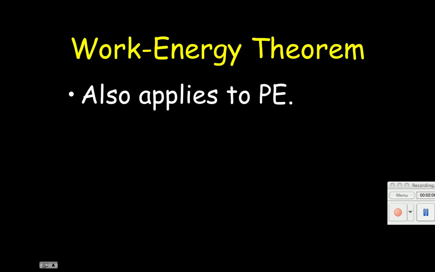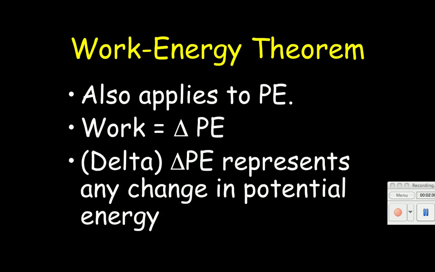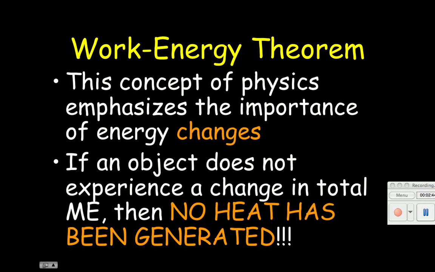Okay, this can also apply to potential energy as well. The amount of work equals the change of potential energy. So if I'm converting from potential into kinetic energy like we saw in the activity that you did, then that change of potential energy is equal to the work. So the overall mechanical energy is how much potential and kinetic energy that you have. The change in your potential changes your kinetic, so both of those changes are equal to the work that's being done to the object. Okay, so delta PE represents any change in potential energy there.